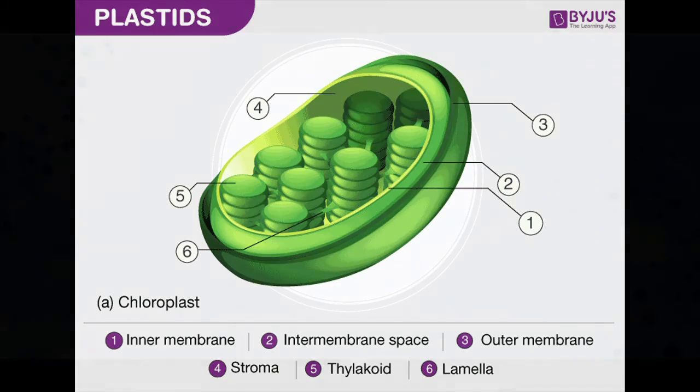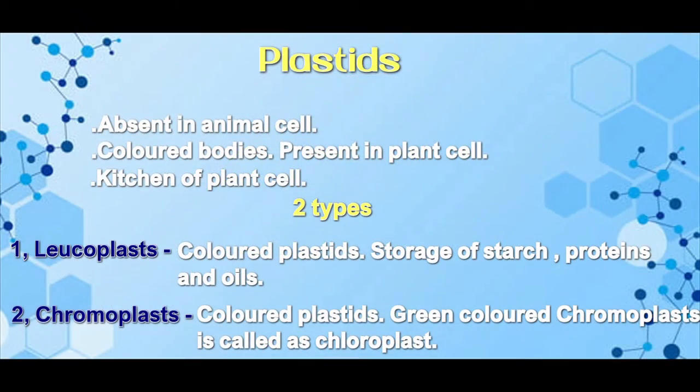Plastids. Absent in animal cells. Colored bodies present in plant cells. Kitchen of the plant cell. Two types of plastids, leucoplast and chromoplast. Leucoplast. Colorless plastids, storage of starch, proteins and oils. Chromoplast. Colored plastids, green colored chromoplast is called chloroplast.